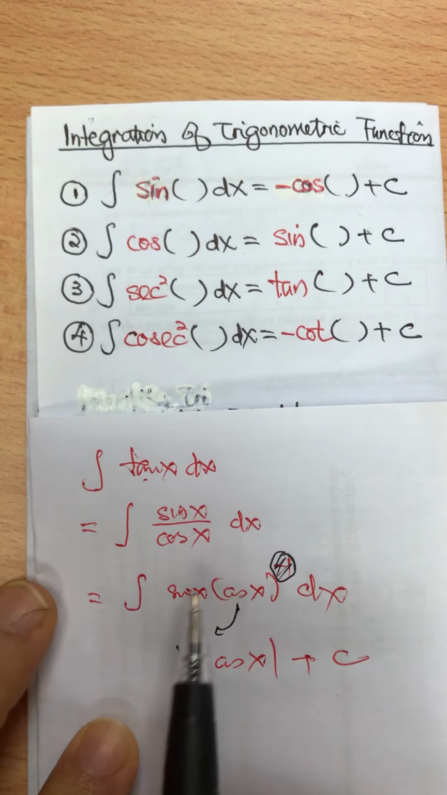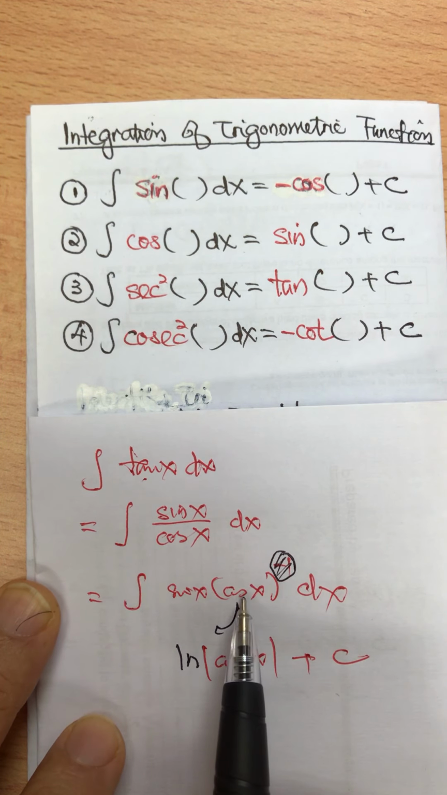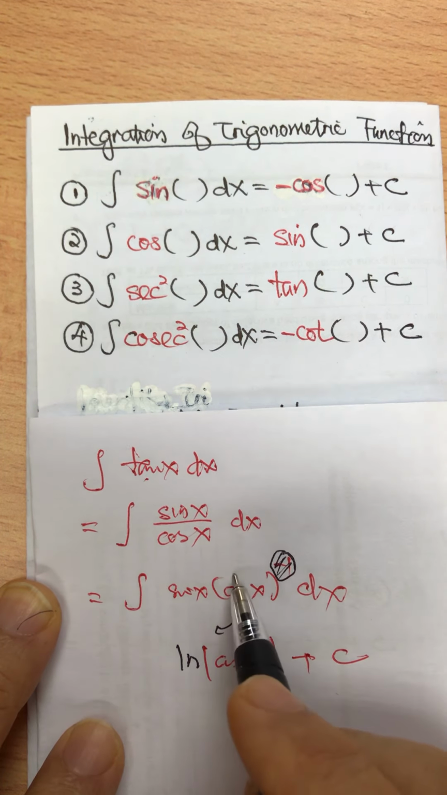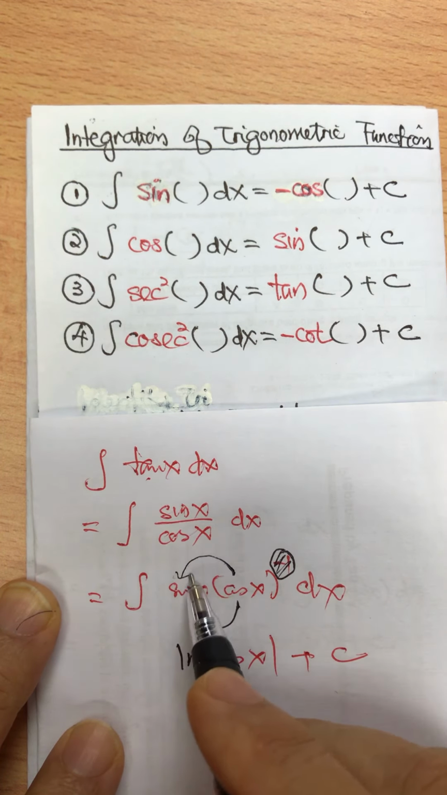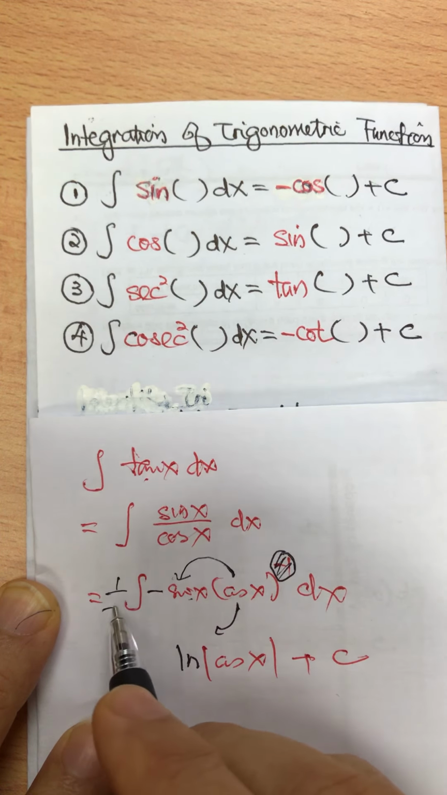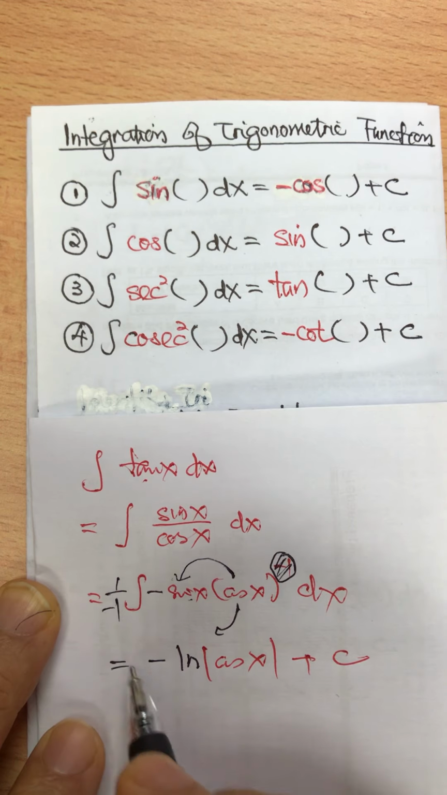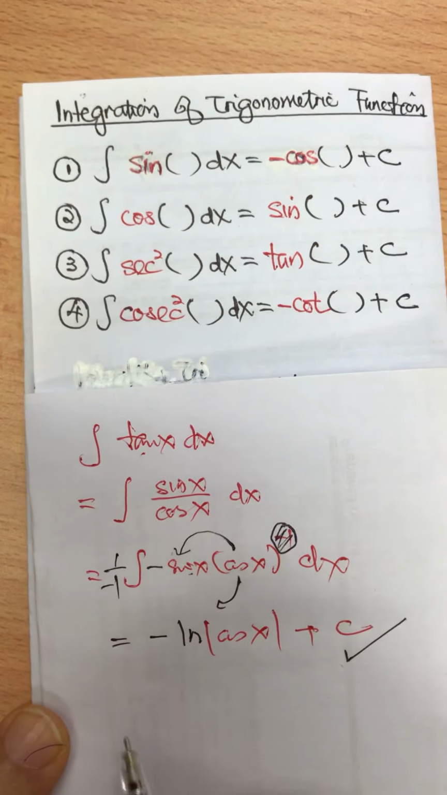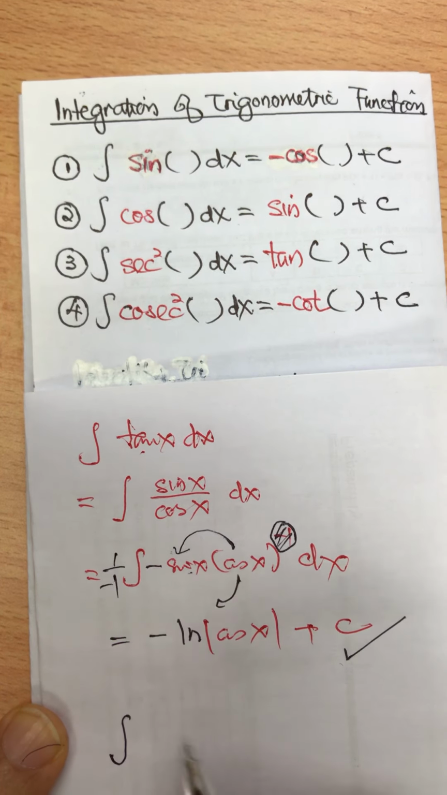To integrate to get ln, you have to differentiate this. Differentiate this, you get negative, so you add a negative sign, then 1 over negative 1. So the answer is this. This is the correct answer. Okay, now next, if I want to integrate tangent square.